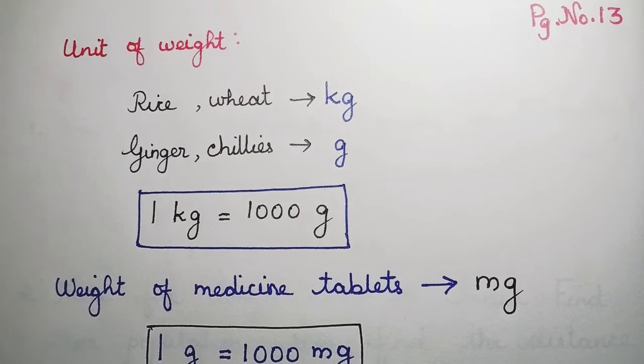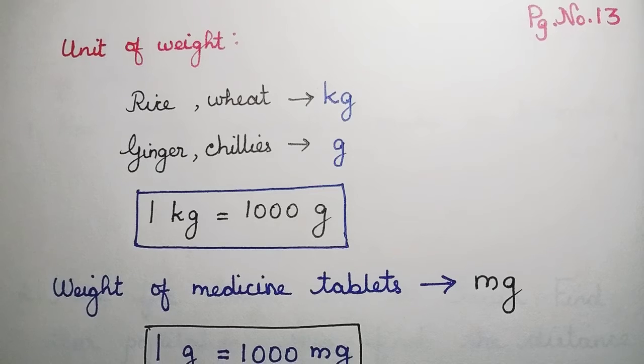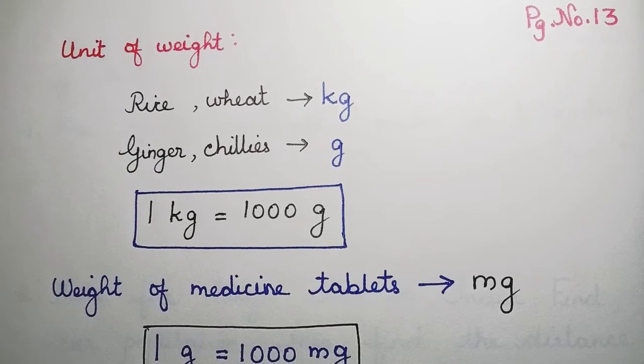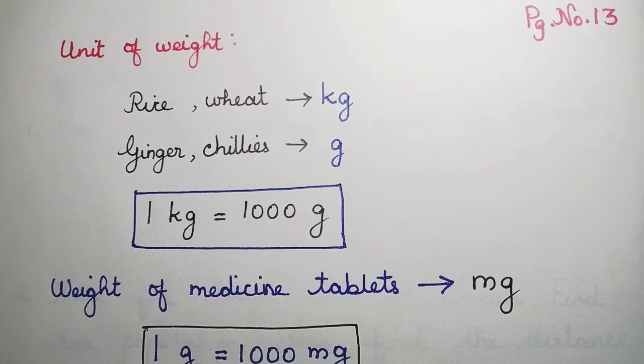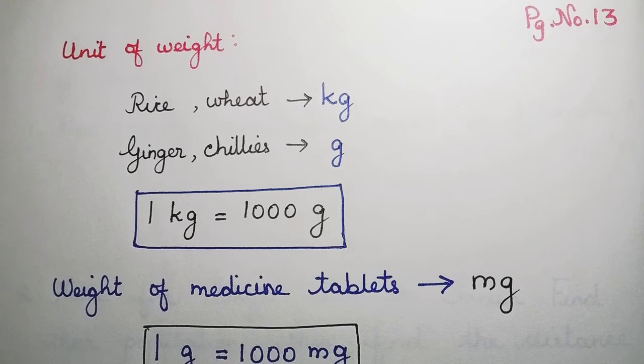So the next topic is unit of weight. It's in page number 13. So how will you calculate your weight? Okay, so you all know we buy some quantity of rice or wheat from the shop using the unit kilograms, right? We will use 5 kgs of rice or wheat. So you all already know that.